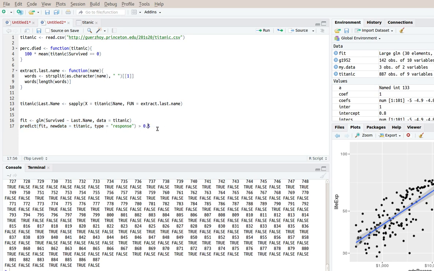The reason is that those are probabilities. So if the probability is greater than 50%, we want to predict survived. That would correspond to true because it's greater than 0.5. If it's not greater than 0.5, we'll predict false. Okay, so that's like that.